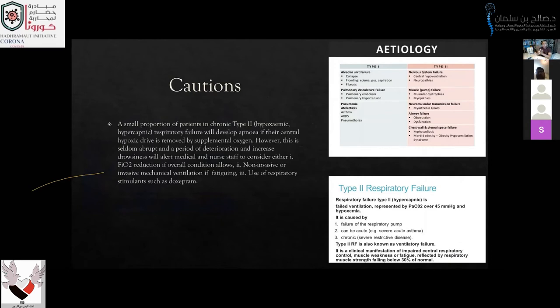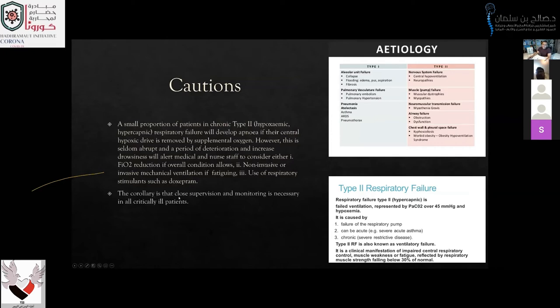Cautions. A small proportion of patients in chronic type 2 hypoxemic hypercapnic respiratory failure, I put these tables for you, will develop apnea if their central hypoxic drive is removed by supplemental oxygen. However, this is seldom abrupt, and a period of deterioration and increased drowsiness will alert medical and nurse staff. Consider either one, fractionated inspired oxygen reduction if overall condition allows, non-invasive or invasive mechanical ventilation if fatiguing, or use a respiratory stimulant such as doxapram, which in all my life I have used just two times.